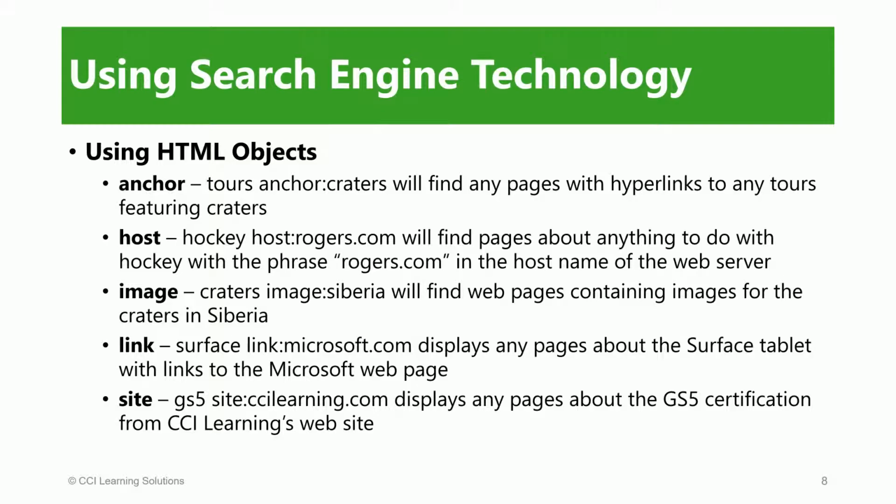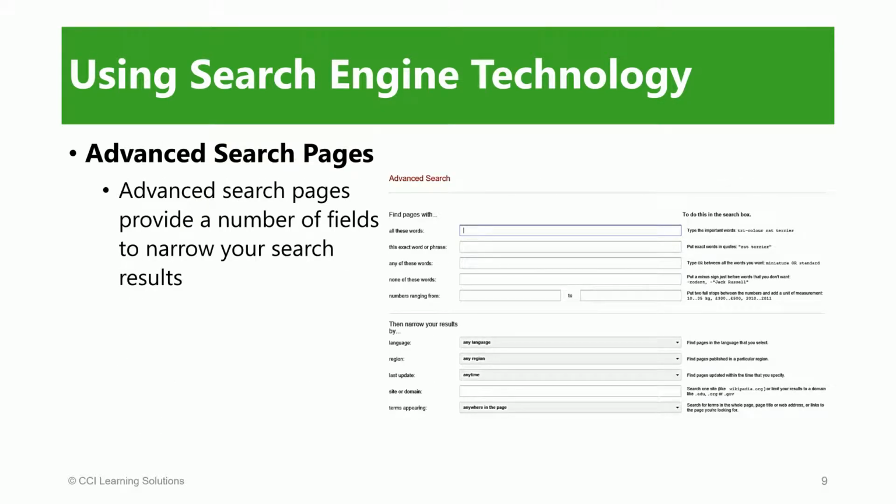Image: creators Siberia will find web pages containing images for the creators in Siberia. Link: Surface link: Microsoft.com displays any pages about the Surface tablet with links to the Microsoft web page. Site: GS5 site: CCILearning.com displays any pages about the GS5 certification from CCI Learning's website. Advanced search pages provide a number of fields to narrow your search results.